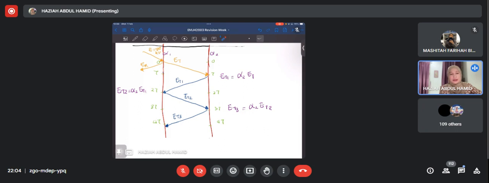So once you dapat transmitted voltage ni, katalah saya kata, let's say we call it A lah. Okay, A volt. So A ni you akan multiply by alpha 2 and alpha 1 depending on dia punya junction. Okay, kalau dia duduk dekat sini, if the A ni arrive here, ET arrive here, the first arrival lah. The first arrival ni dia akan arrive dekat sini dulu.